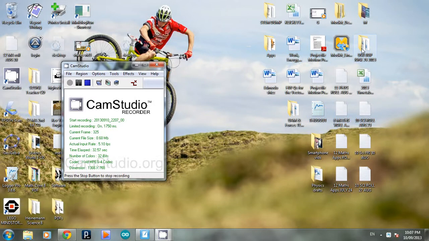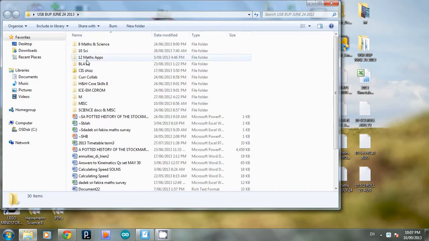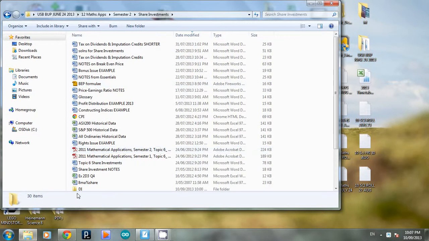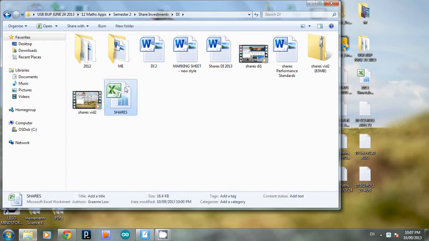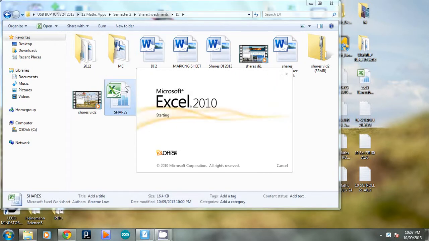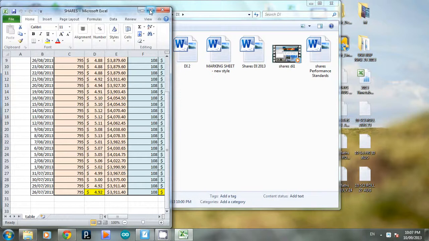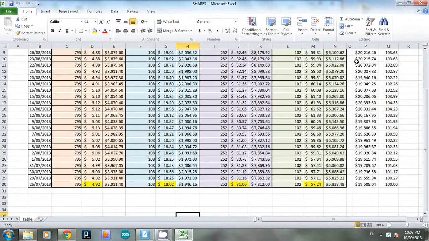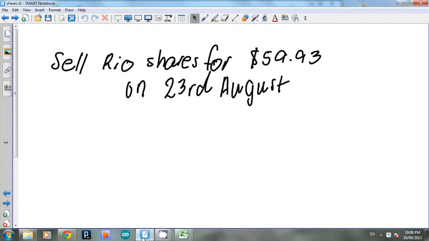What I didn't do was bring up my shares spreadsheet, but we'll do that now, because I need to know how many I had, obviously. So in Rio Tinto, I had, where is it? 102 shares. Okay, so if I go back to my calculation, the first thing I'm going to need to determine here is the consideration of my sale. So that's going to be 102 shares at 59.93 each.